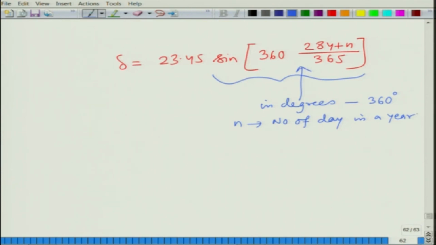Just to repeat, n equals 1 on January 1. And if n equals 31 plus 10, 41, that is on February 10, and so on. So, for 365 days we have 365 values of n, and depending on which day you are trying to calculate the declination angle, you will put that particular value here for n. And that is how you get this variability.